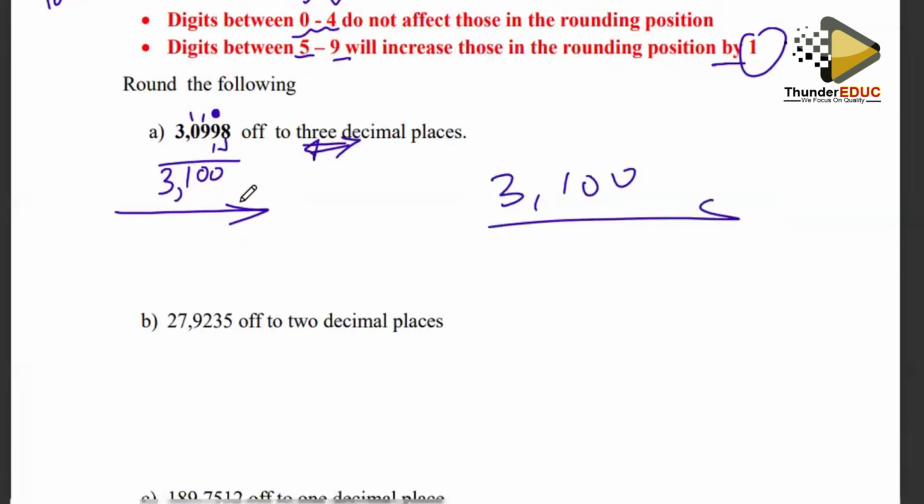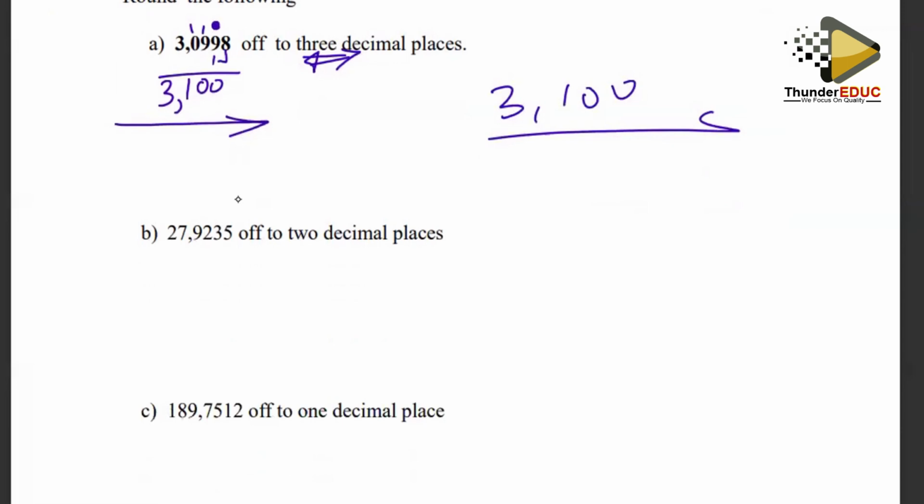Let's look at part B. We have 27,9235. They wanted 2 decimals. So this is 1, and 2 decimals is here. The number that follows the 2 is a 3, so the 3 is not going to affect the 2. The 2 retains its status, so it's just 27,92. Whatever comes after that is not written or indicated.